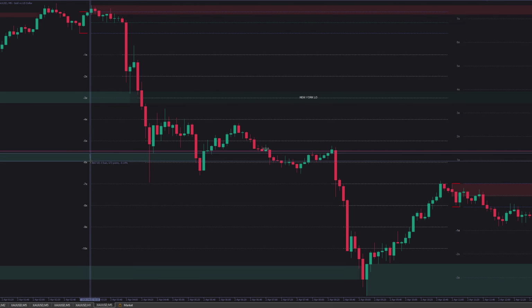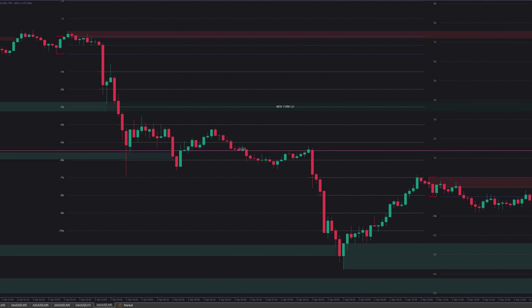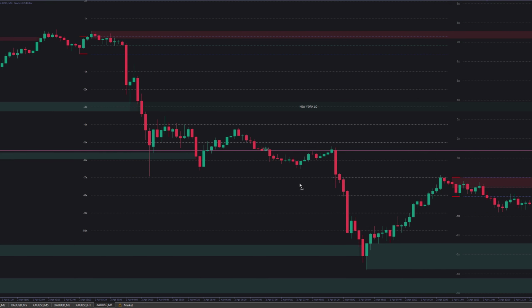When price pulled back to level -4, tested it multiple times and couldn't break higher, that was your continuation signal. 3 more levels down, right to level -10. The indicator shows where the next confluence zone is.